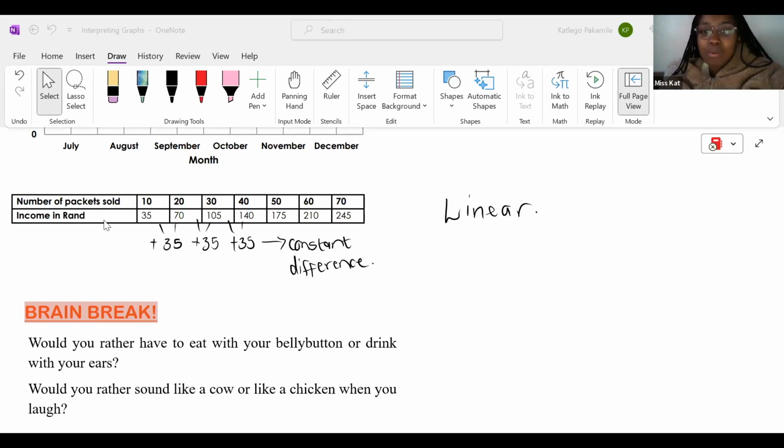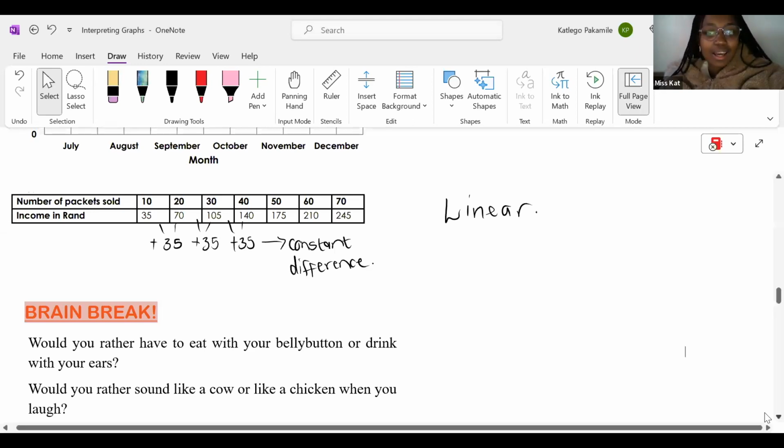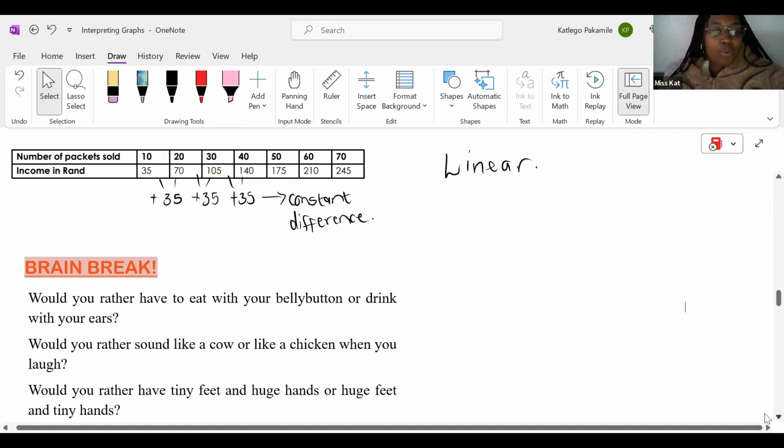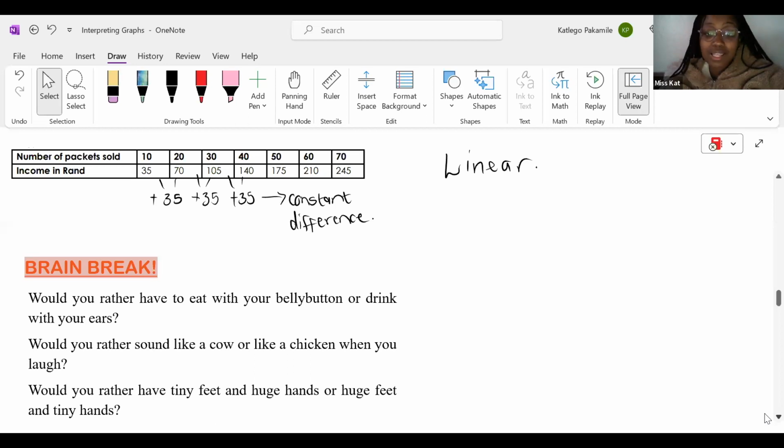If you start mooing, people will be like, what's up with him? Are you okay? Imagine mooing in a meeting. Let's just be serious now, guys. Imagine mooing in a meeting. I can't even, you guys are not thinking about vision and mission here. Next one, would you rather have tiny feet and huge hands or huge feet and tiny hands? Let's hear what you have to say.